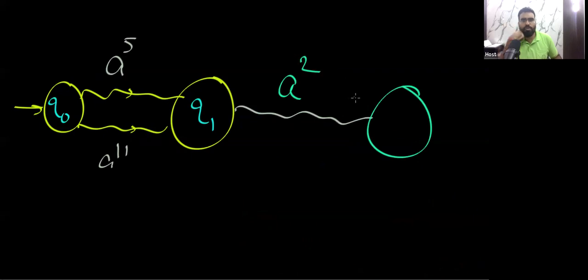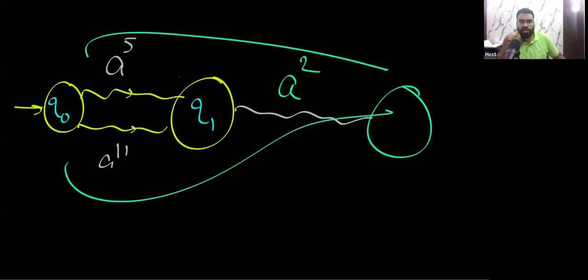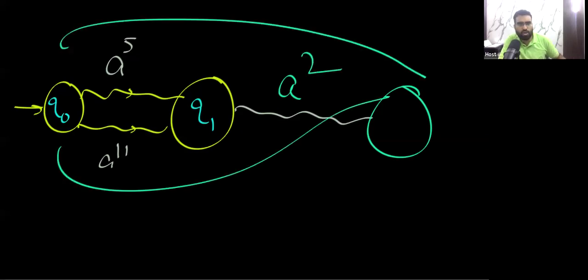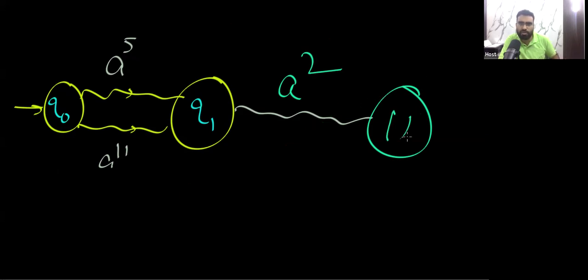A power 2 will not create a problem. You can go to non final. This is also not accepted. This is also not accepted. Are you getting my point? If you take a power 2, this is also non final. This is also non final. So I can make it non final. So no problem, right?